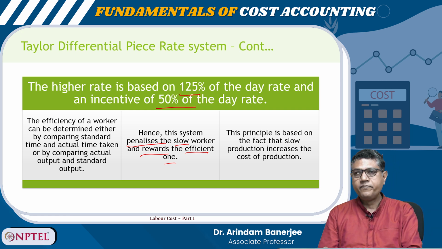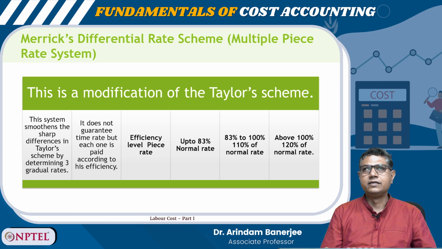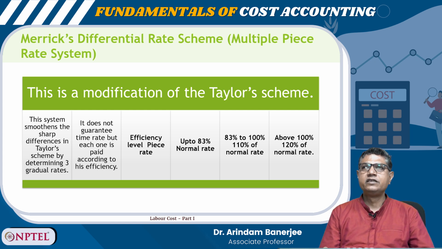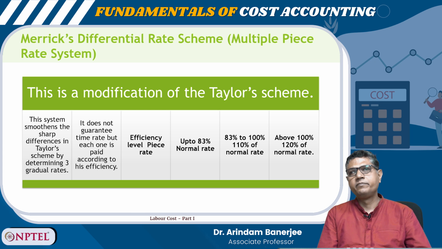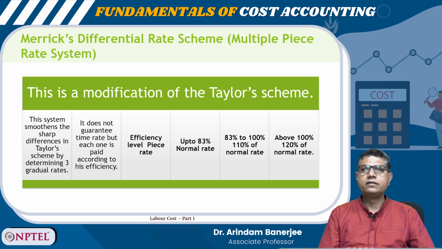Okay. Now, there is another system which is called Merrick's differential rate system. This is also a multiple rate system. This is a slightly modified version of the Taylor scheme. This system smoothens the sharp differences in the Taylor scheme by determining 3 gradual rates. So, in Taylor there were 2 rates, in Merrick there are 3 rates. It does not guarantee time rate, but each one is paid according to his efficiency. So, efficiency level piece rate.